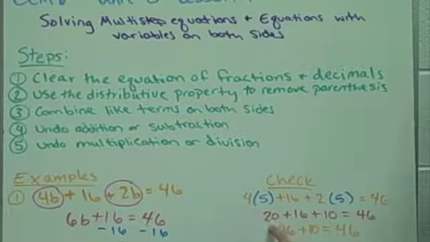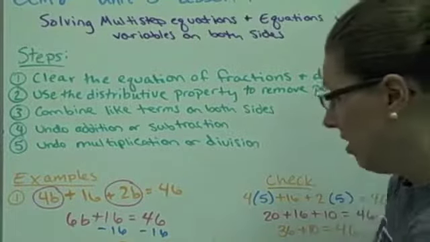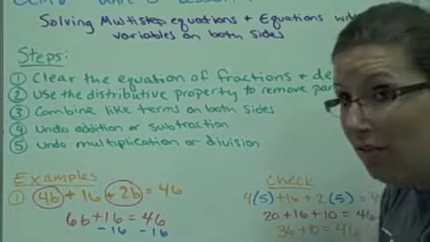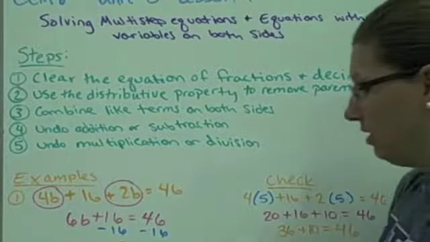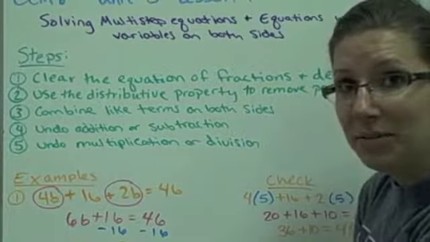4 times 5 is 20. 2 times 5 is 10. 20 plus 16 is 36. 36 plus 10 is 46. So it checks out. My solution is correct. My solution was b equals 5, not any of this. So this is my final answer.